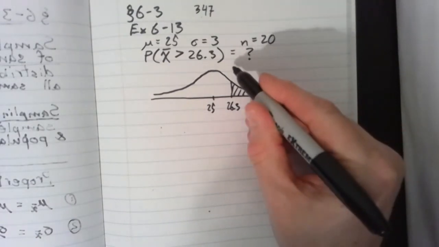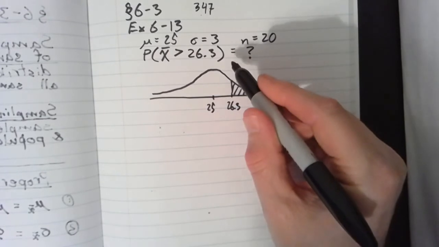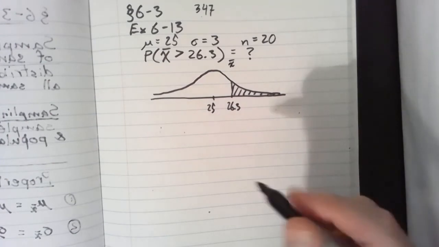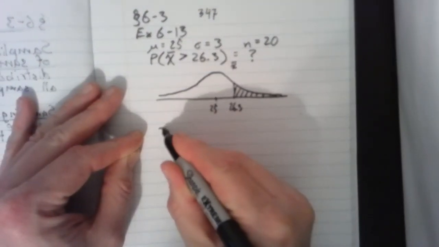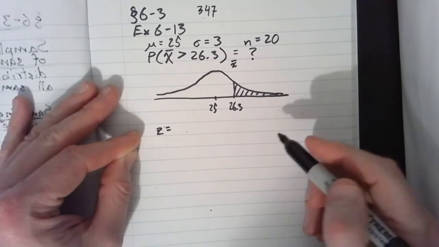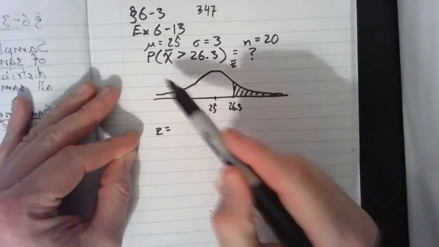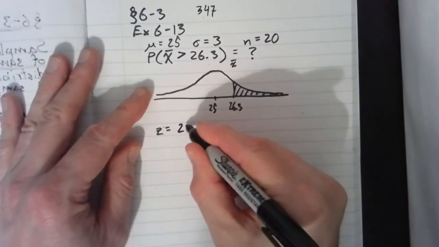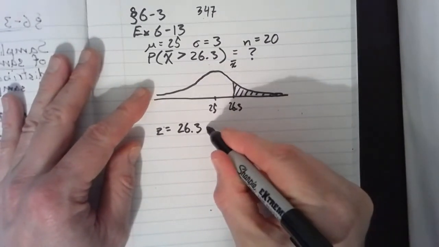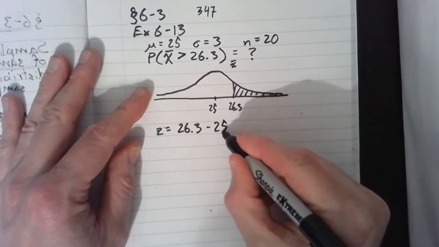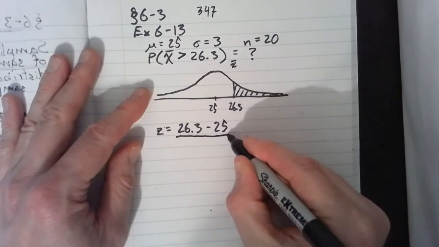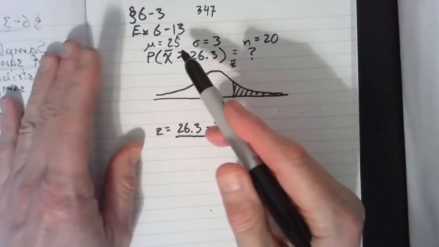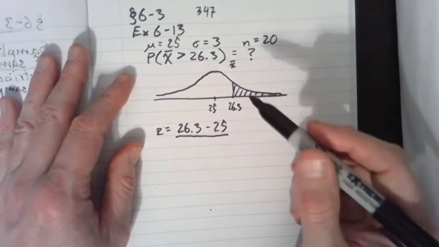But this is not the distribution itself. This is our distribution of sampling means, x-bar. That just means that when we go to compute our z-score, we're not just going to put in an x value, we're going to put in the average. The average being 26.3 in this case. That's the critical value that we're looking at. We're going to do this minus 25, which is the average of the distribution of sampling means, and is the same as the average, period.